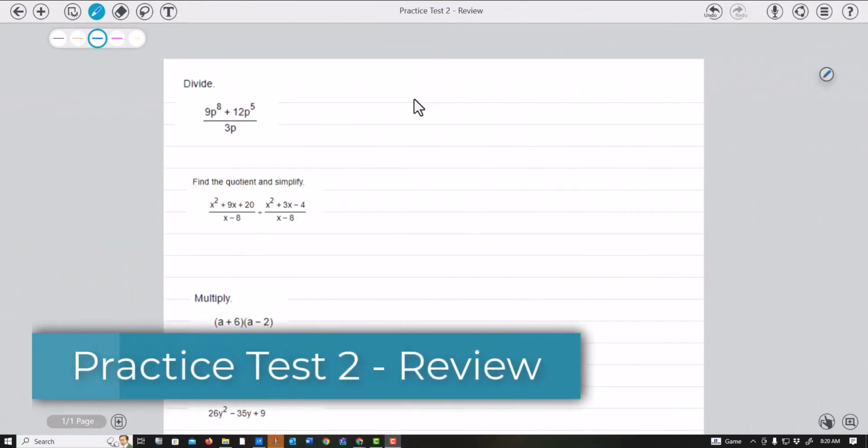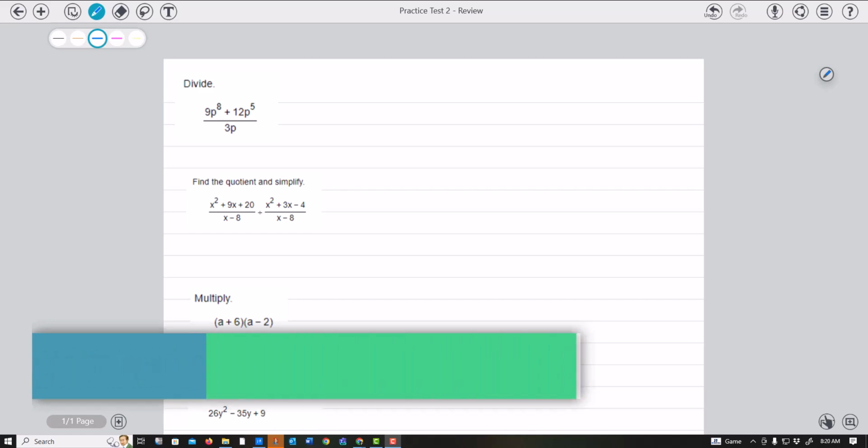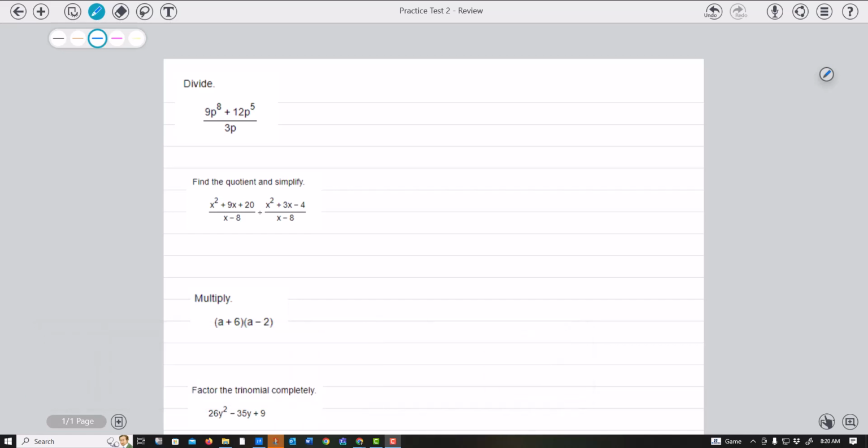Okay, let's look at some of the problems that you might see on test number 2. So this first one says to divide. When you have one term at the bottom, what you can do is write that term under both of the numerators, so you can separate them like this. And so now after you separate these, you can just simply cancel.